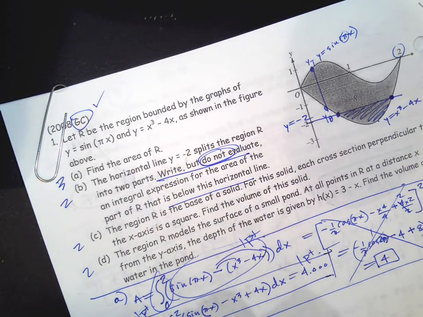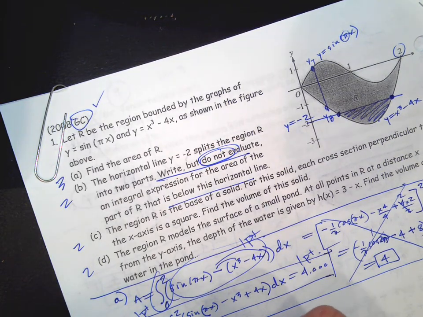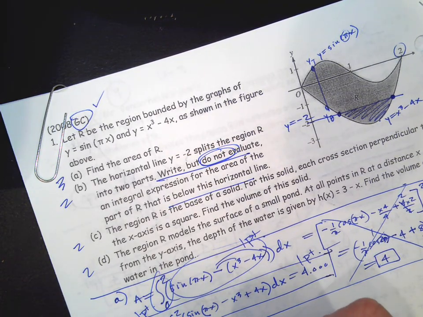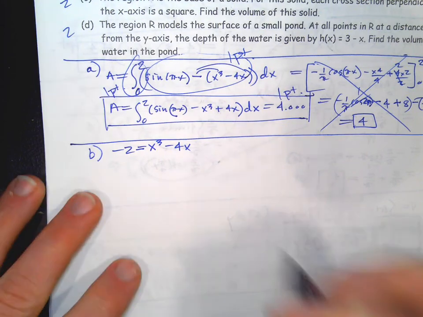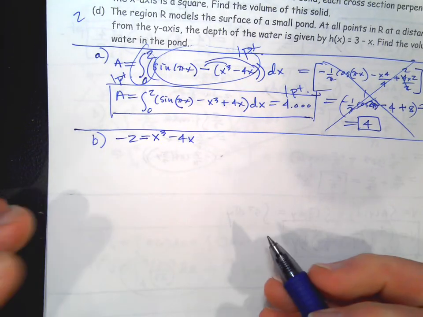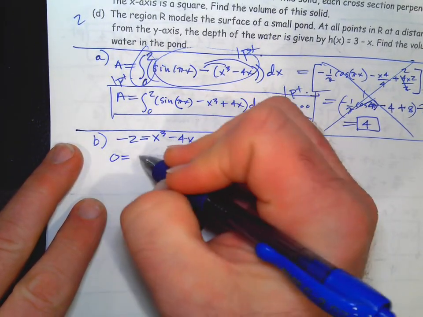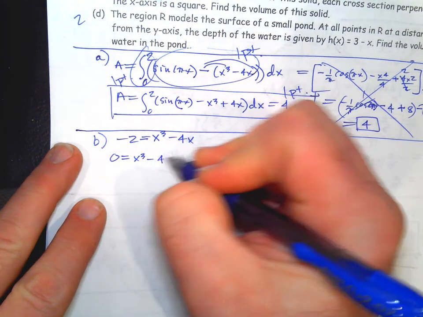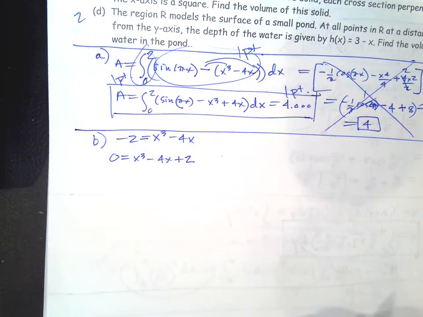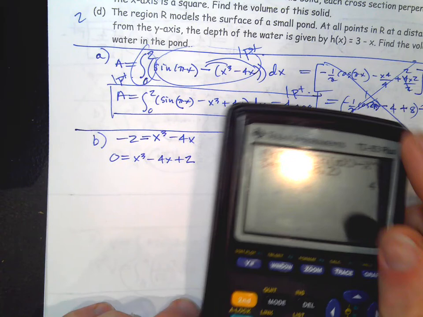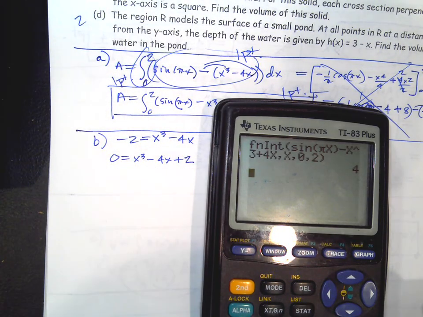You would have to set negative 2 equal to x cubed minus 4x. And even if you thought you could solve this, it's still going to be quicker to just let your calculator do it. I'd move everything to one side, equals 0. This is one of the major 4 skills I talked about in the notes that you need to be able to do on the AP test on your calculator.